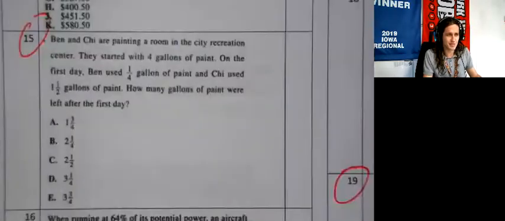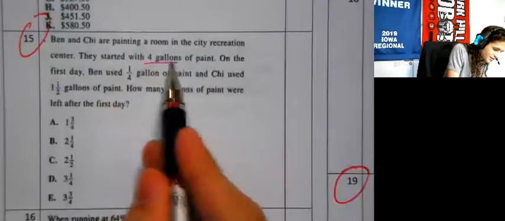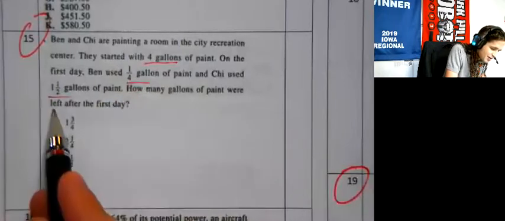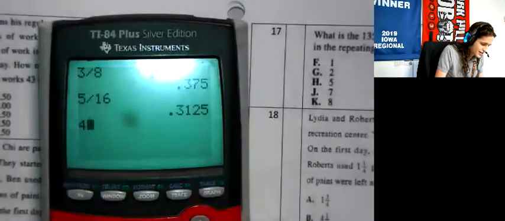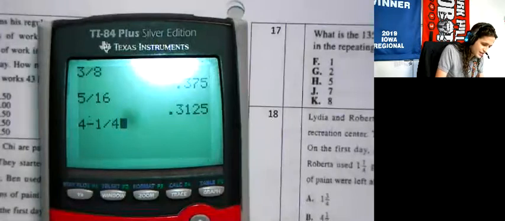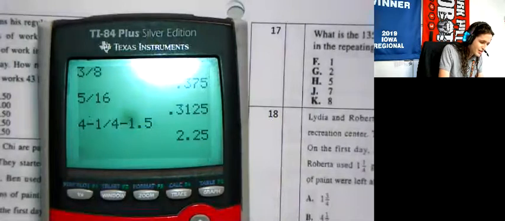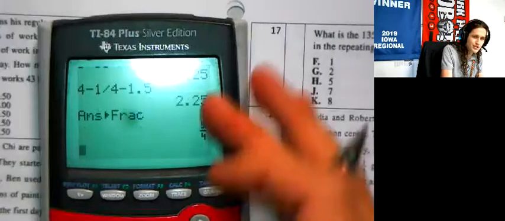Gosh, yeah, I just feel silly doing some of these. Ben and Chi are painting a room in the city recreation center, and they started with 4 gallons of paint. On the first day, Ben used 1/4 gallon and Chi used 1.5 gallons. How many were left? Gosh, like 4 minus 1/4 minus 1.5. Oh, and that's weird to put in your calculator. 2.25. If you were uncomfortable, you could turn it into a fraction, but that's going to be a fraction you don't like. So 2.25, it's 2 1/4.